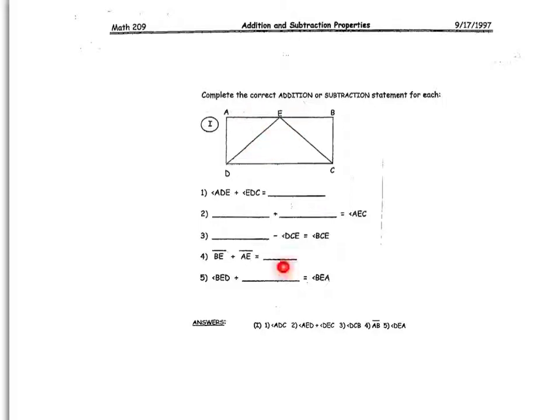And what is the missing space? If BED goes till here and BEA goes till here, what am I missing? I have this already. I want this. What am I missing? All right, I gave it away. The angle I'm missing is DEA.